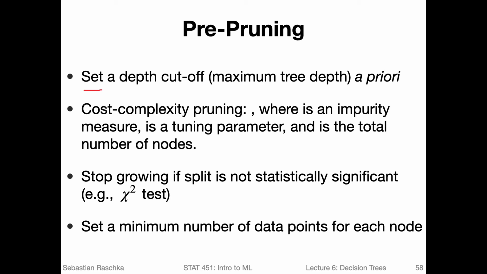One very, very simple pre-pruning technique is just setting a depth cutoff. We can say, let's say the tree maximum depth is 4 or 5. It shouldn't be deeper than, let's say, 4 or 5 levels or splits. So we set that a priori before we start training. You can also think of it as a hyperparameter that you have to manually find. So you would compare different tree depths and then just see how well it performs on a validation set.